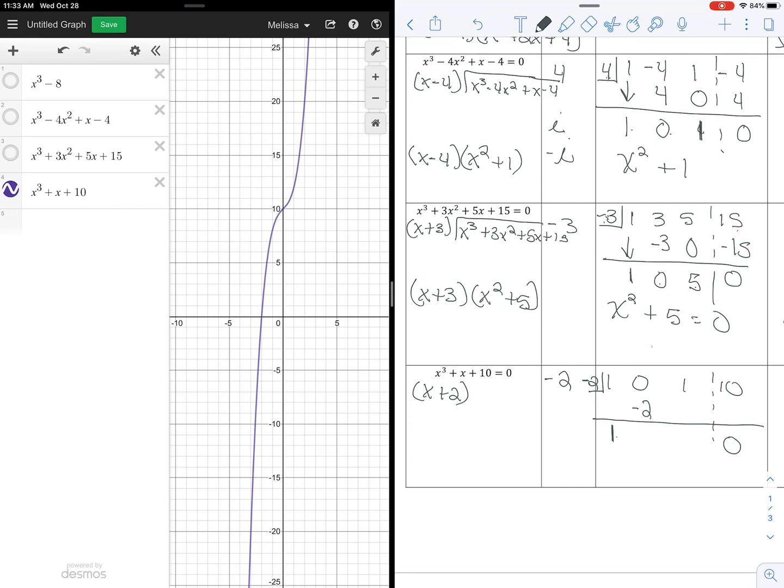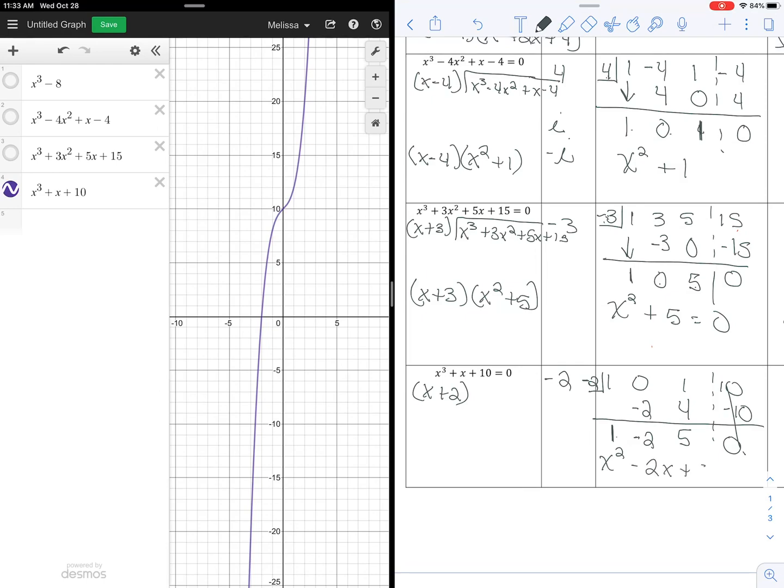So I bring down my 1. Negative 2 times 1 is negative 2. Negative 2 times 0 is 0, negative 2 plus 0 is negative 2. Negative 2 times negative 2 is 4. 1 plus 4 is 5. Negative 2 times 5 is negative 10. And that's zero. I'm always like, is that going to work? It always works because math is beautiful that way.